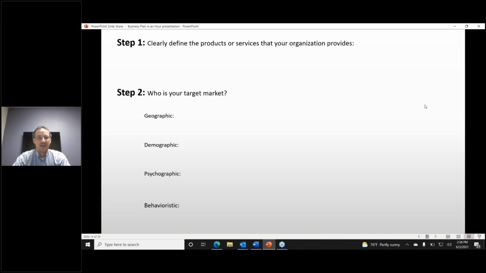Step 1, clearly define the products and services that your organization provides. This is a tricky one. Many business owners will tell people what it is that they do without telling them what it is that they sell. I'll give you another example, and this will come from my mortgage company again.